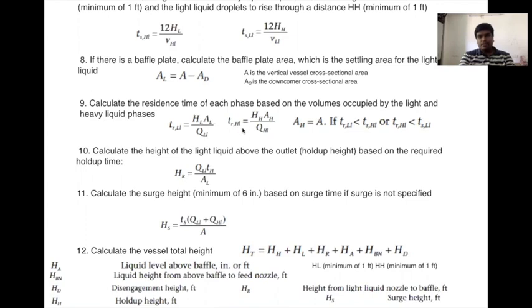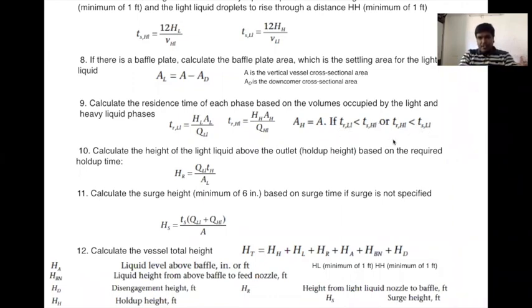Further, you have to find the residence time of the heavier liquid, where HH is the height we have just taken, 1 feet, and this is the area occupied by the heavier liquid, which is nothing but the cross-sectional area of the separator. So you can see here that AH equal to A, where A is the cross-sectional area, that is pi d square by 4.